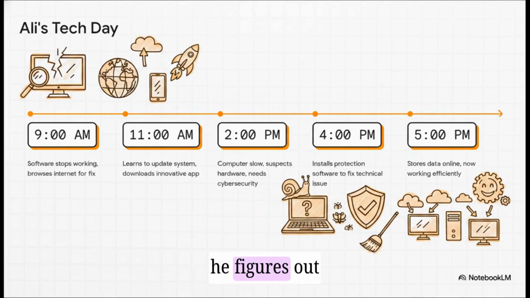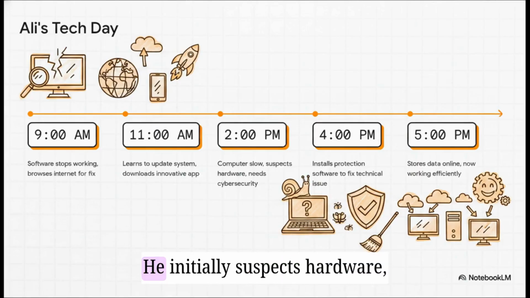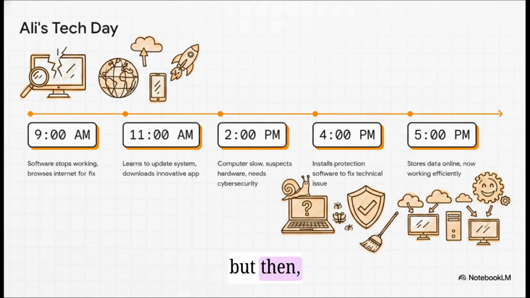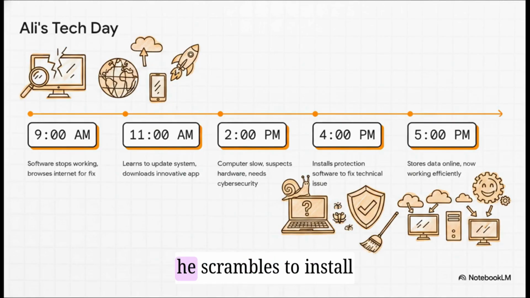By 11 a.m., he figures out he needs to update the system, and while he's at it, he downloads an innovative app. But then, at 2 p.m., his computer suddenly slows way down. He initially suspects hardware, but then it hits him. He totally ignored cybersecurity. So at 4 p.m., he scrambles to install protection software to fix the technical issue. Finally, by 5 p.m., having definitely learned his lesson, he stores his data online. Now, Ollie is back to working efficiently using cutting-edge tech. See how smoothly those phrases click together to tell the whole story?